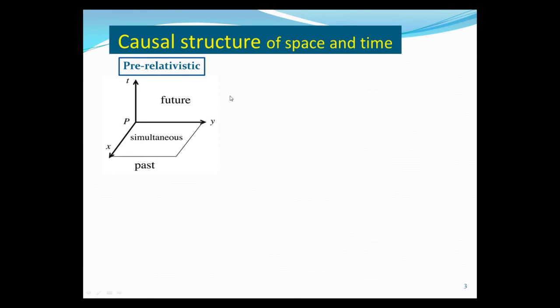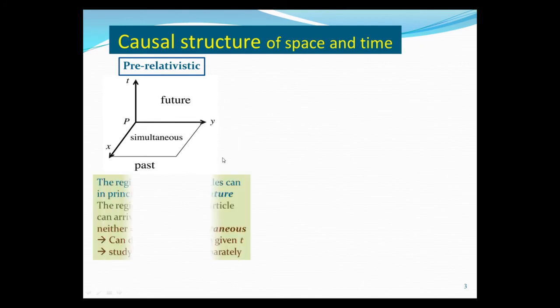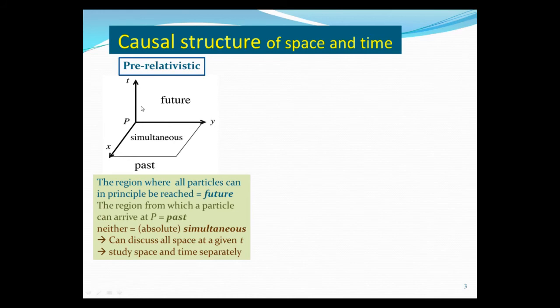Let's contrast that with before Einstein's relativity. We have a space-time diagram; here I draw two space dimensions, x and y, and there's the time axis. We can divide the regions into the parts that can be reached. This is called the future, which in this case is positive t, and the region from which a particle can arrive is the past, which in this case is all the region with negative t. All of this is with respect to the point P at the center. If it's neither future nor past, this plane is simultaneous. So in the pre-relativity space-time, we can discuss space at any given time. In other words, we can study space and time separately.